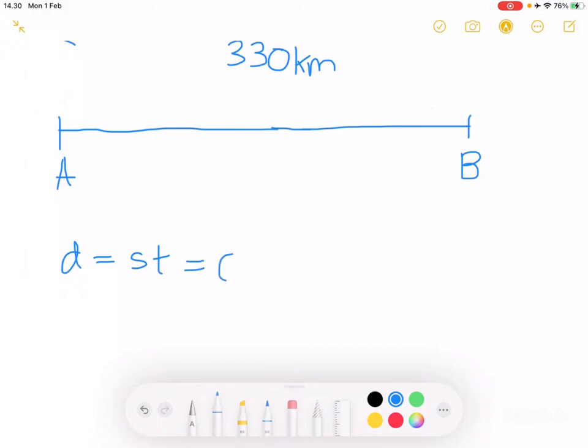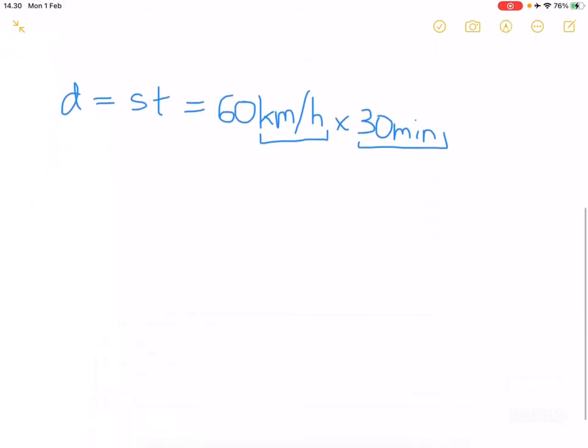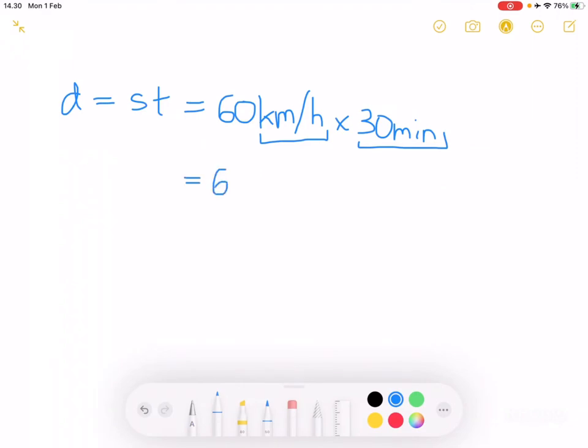And what's the speed? It is 60 kilometers per hour. What's the time? Since we want to find the conditions at 9:30, we subtract the departing time: 9:30 minus 9 o'clock is just 30 minutes. However, we're not comfortable expressing this in minutes because we're working in kilometers per hour. That's no problem, because we can convert 30 minutes into half an hour, and this will become 30 kilometers.